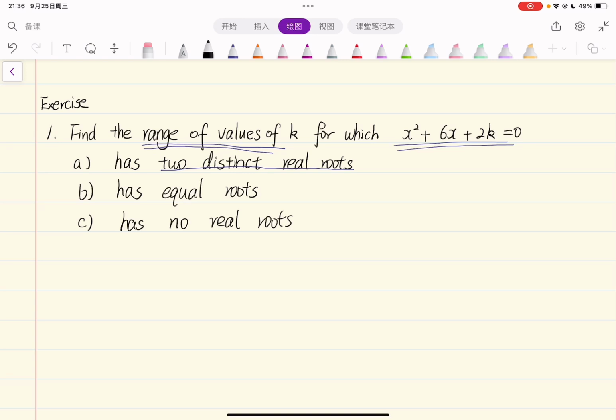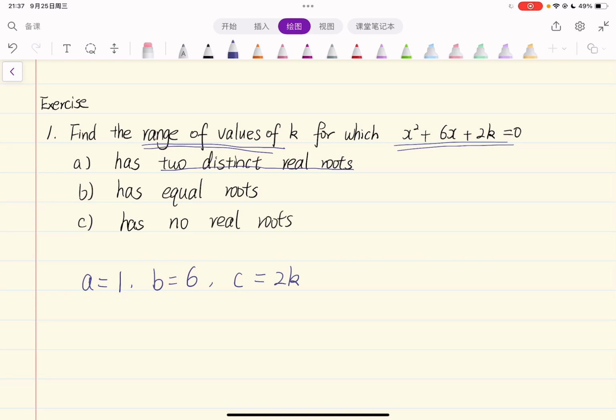What we need to do first is to determine the a, b, c for the quadratic function. So a equals 1. Let me change the color, use the blue one to write the answer. So a equals 1, b equals 6, c equals 2k. So to determine the number of the roots, we use the discriminant.